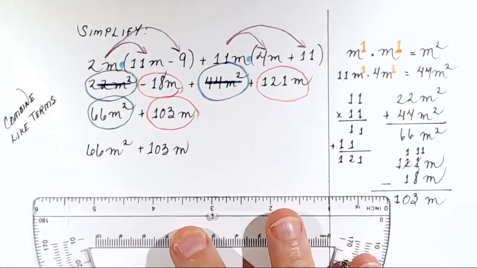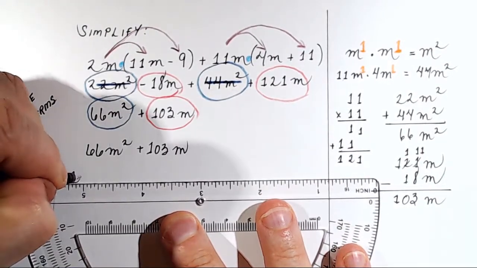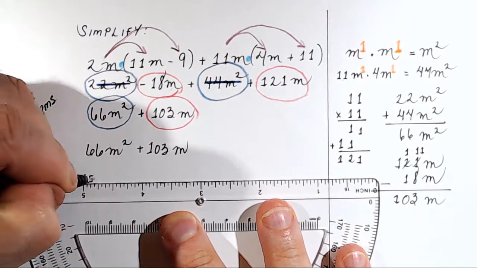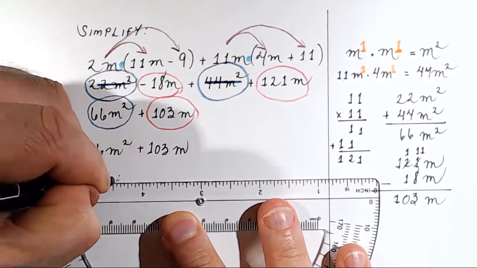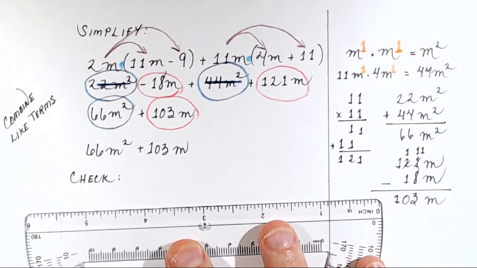Now we've got to check the problem, okay? So we think it's 66m squared plus 103m. Let's check it to make sure. The beauty of checking is you never have to grab a calculator and you never have to wonder, right?